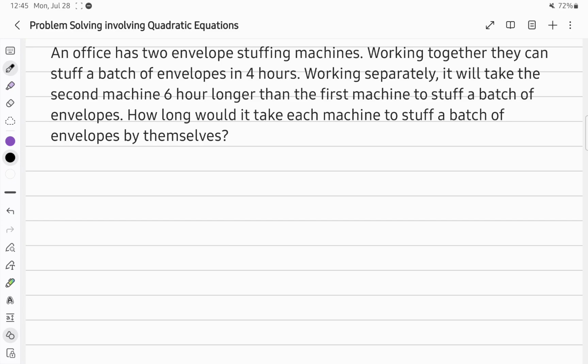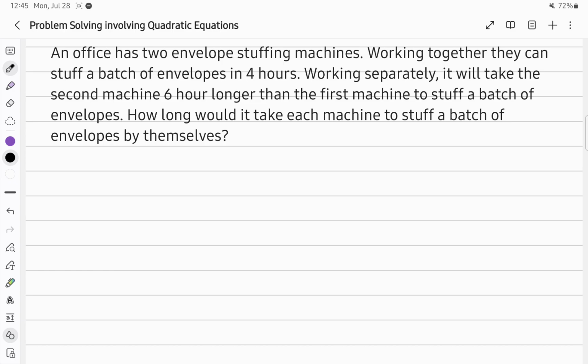An office has two envelope stuffing machines. Working together, they can stuff a bunch of envelopes in 4 hours. Working separately, it will take the second machine 6 hours longer than the first machine to stuff a bunch of envelopes. How long would it take each machine to stuff a bunch of envelopes by themselves?